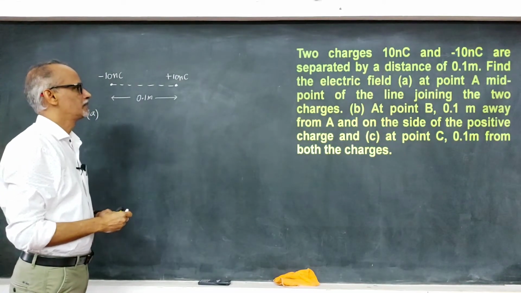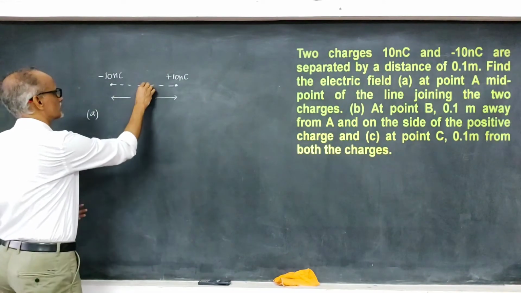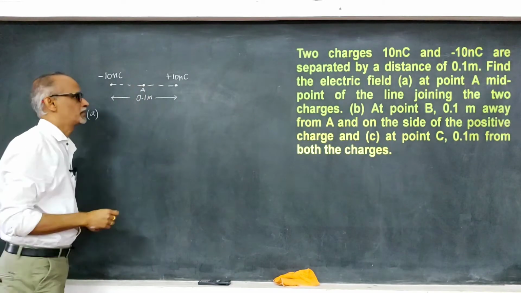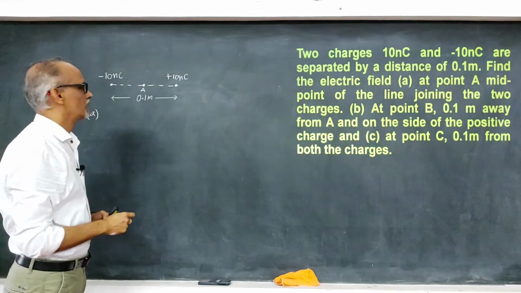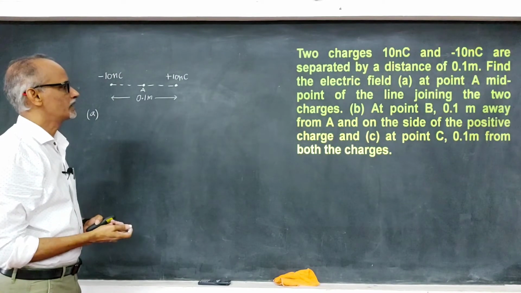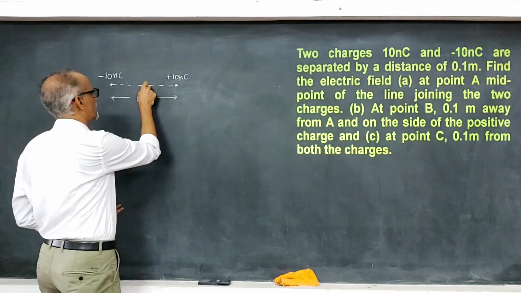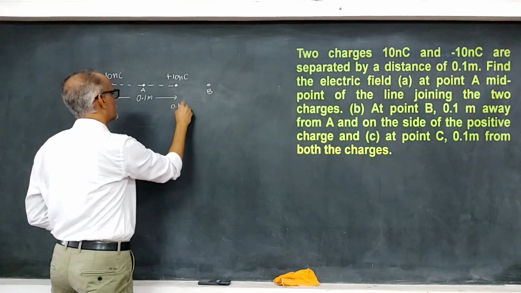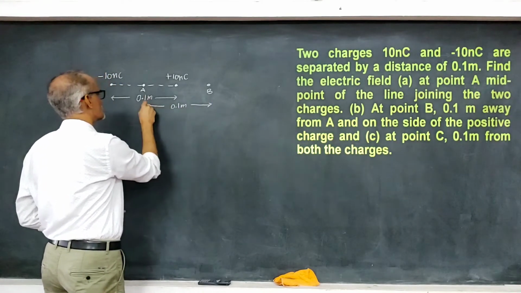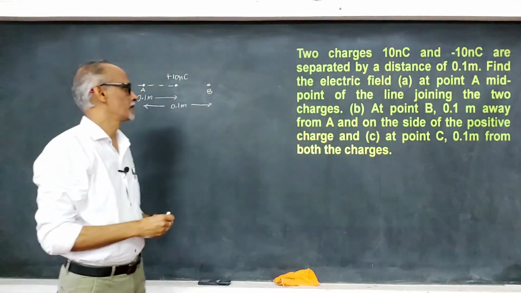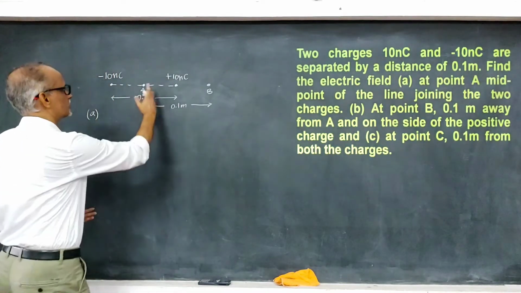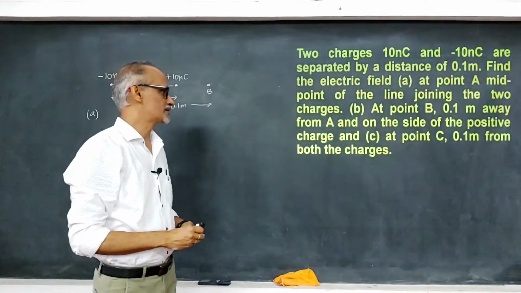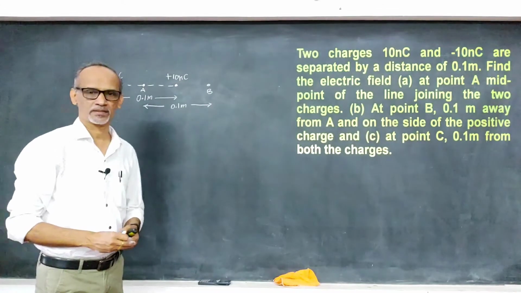at the midpoint of the line joining the two charges, that is here. At a point A. So this is the point A, which is the midpoint of the line joining the two charges. And then at point B, 0.1 meter away from A. So from A, at a point B, which is 0.1 meter away. This is the second case, point B, and on the side of the positive charge. And option C, at a point C, 0.1 meter from both the charges.